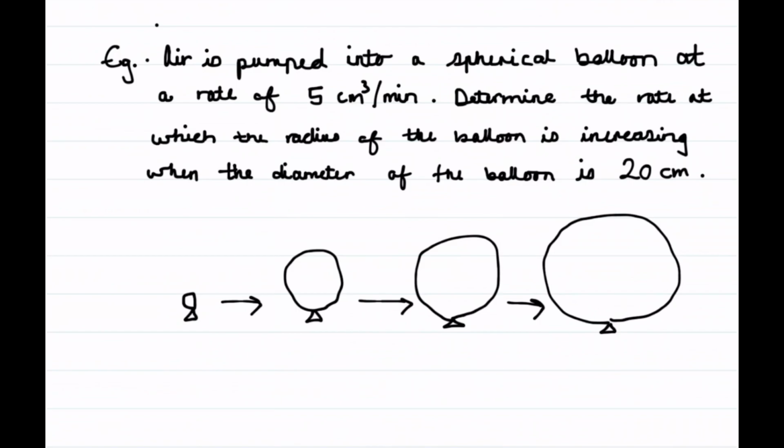So air is pumped into a spherical balloon at a rate of 5 centimeters cubed per minute. So we need to determine the rate at which the radius of the balloon is increasing when the diameter of the balloon is 20 centimeters.